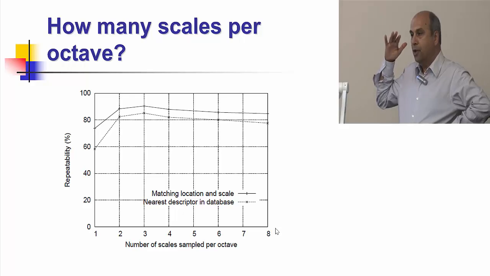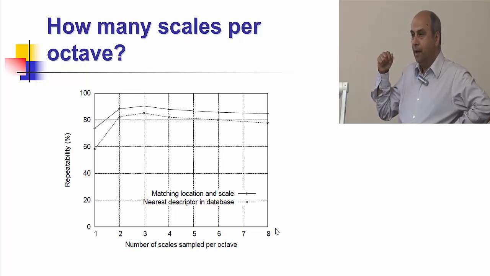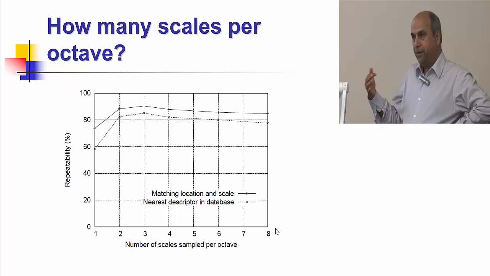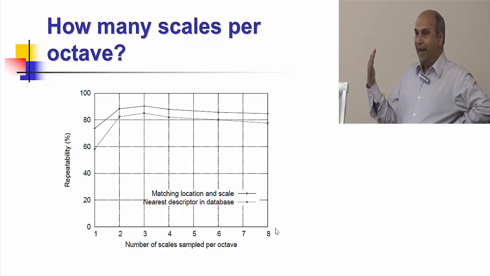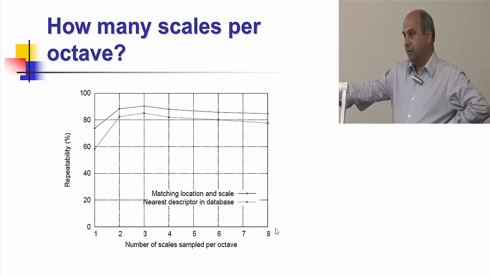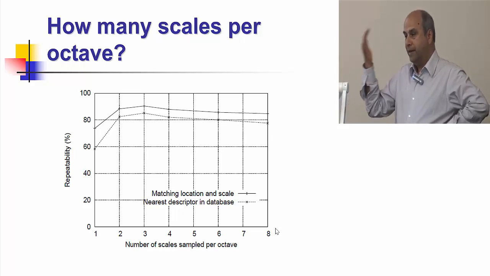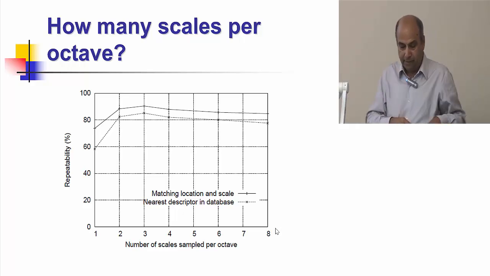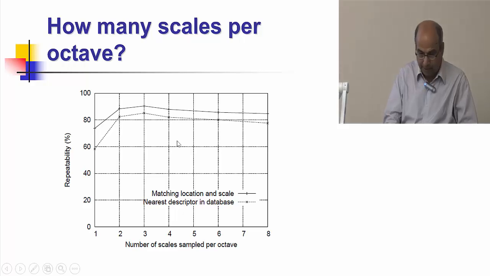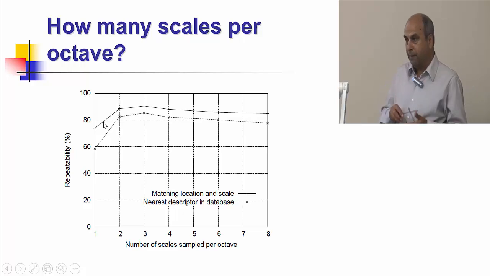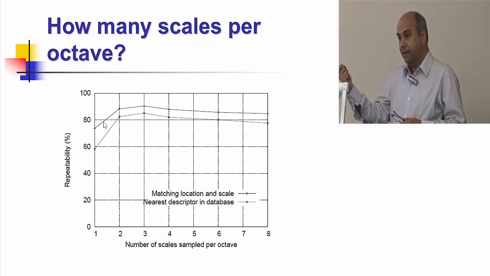So you go through this whole process. If I use only one scale, will I be able to find it? If I use 2 scales, will I be able to find it, and 3 scales, up to 8 scales? He did this for all these images, and there are lots of images. Then he found the average, and this is called repeatability. If you use only one scale, the repeatability is not good, because repeatable means you are able to find it.